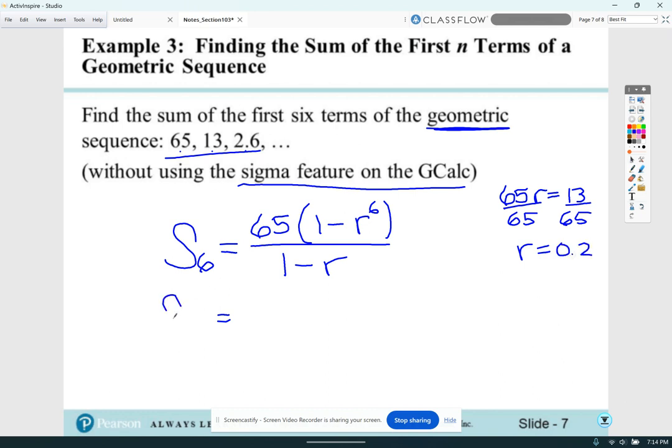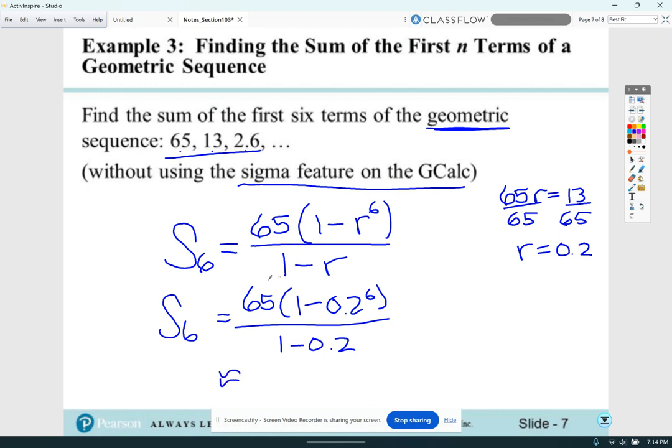So then to find the sum of the first 6 terms here, I'm going to do 65 times 1 minus 0.2 to the 6th, all divided by 1 minus 0.2. And the answer there, so that's an exact answer. And now when you type that in your calculator, you're going to get about 81.245, I think, if we round that last digit. Okay, so it's a way of getting a sum of a geometric series without using a sigma feature.